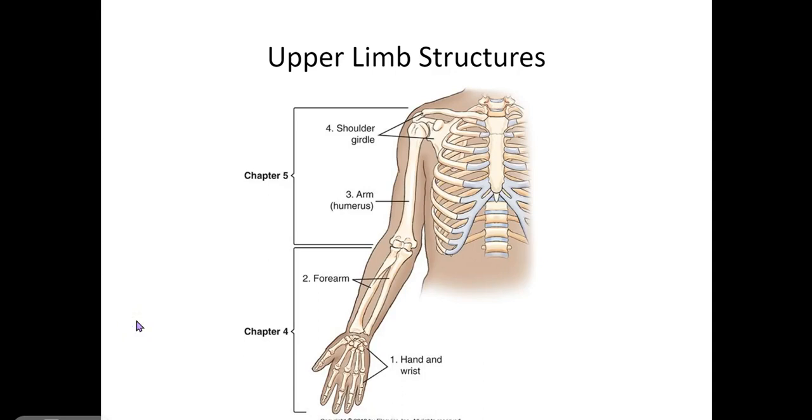So remember, the bones of the upper limb can be divided into 4 main groups: the hand and the wrist, the forearm, the humerus, and the shoulder girdle. And we've already discussed the hand and the wrist, so now let's discuss the forearm and the distal humerus. And the distal humerus is relevant now because that includes the elbow joint. We'll discuss proximal humerus and the shoulder girdle in Chapter 5. So in this presentation, we'll discuss the shape and the structure of each of the bones and their joints.